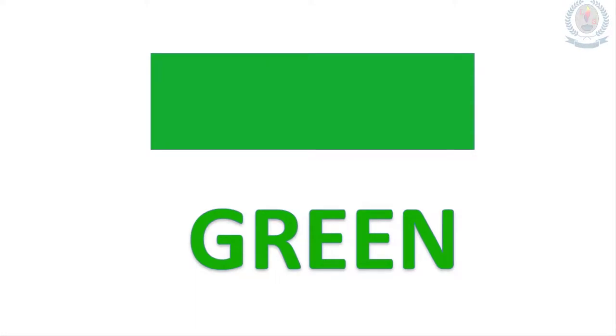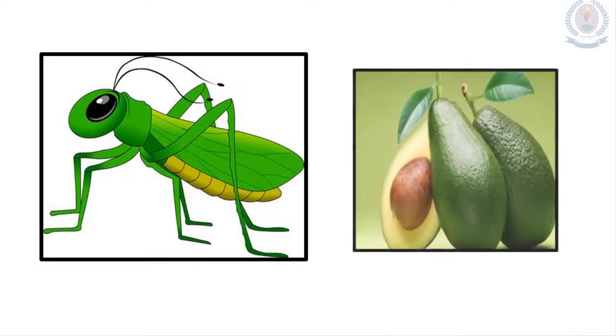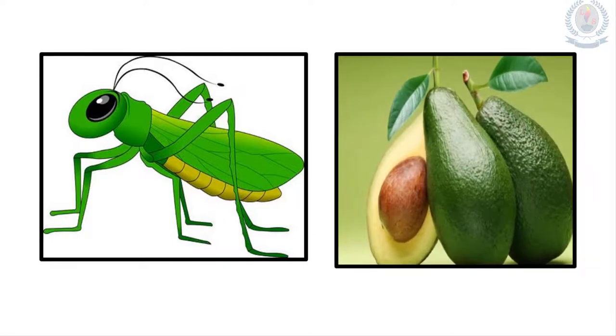This is the last color we are learning today. What is this color? Green. Green. What is this color? Green. A grasshopper. What is the color of this grasshopper? Green. What is the color of this avocado? Green.